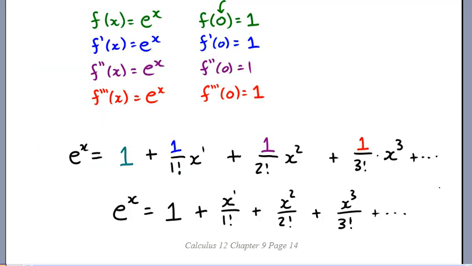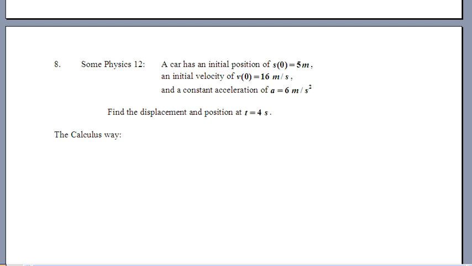All right, let's try a little bit more out here. I want to compare physics and calculus. I think sometimes when we look at things across different courses, it actually is super helpful. So let's just do a little Physics 12 question, a question that in Physics 12 we never would have thought of using any calculus.